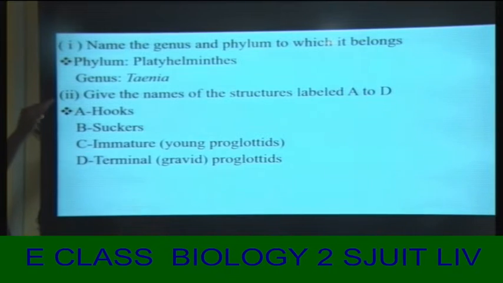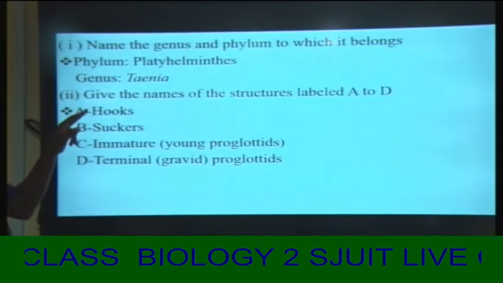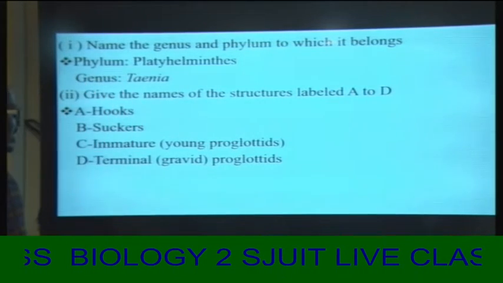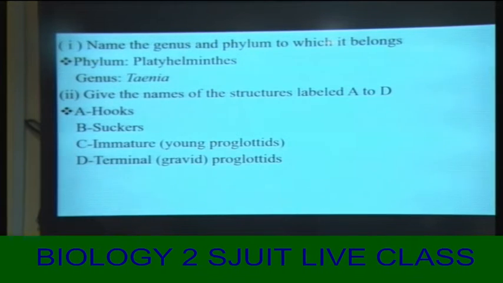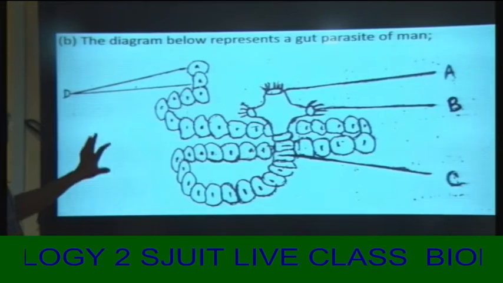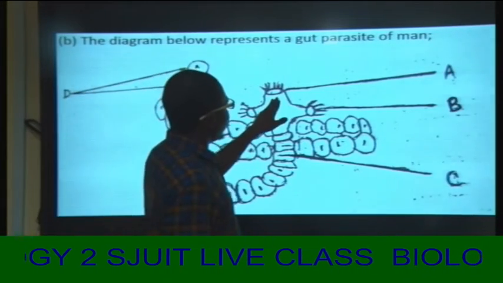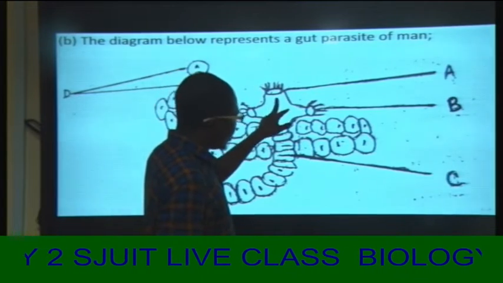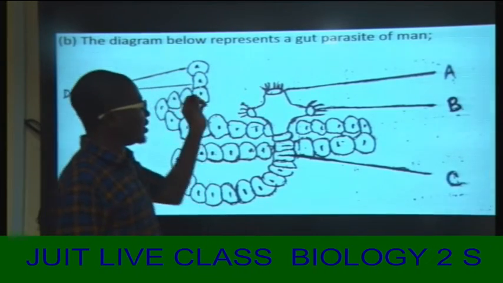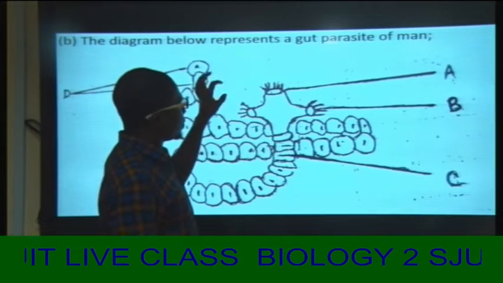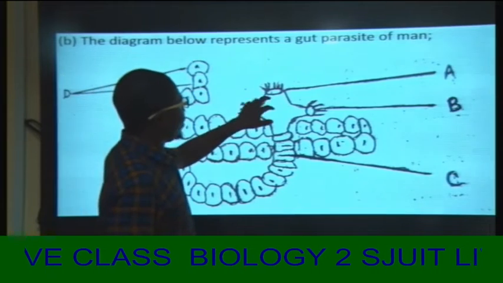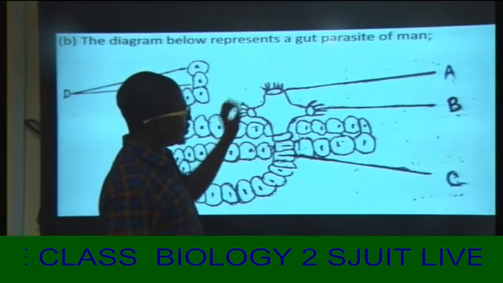And Roman number 2: give the names of the structures labeled A to D. Let us go back to the diagram. So the structure that is labeled A is hooks. Normally the hooks are in rows. Here there are 2 rows of the structure called the hooks.